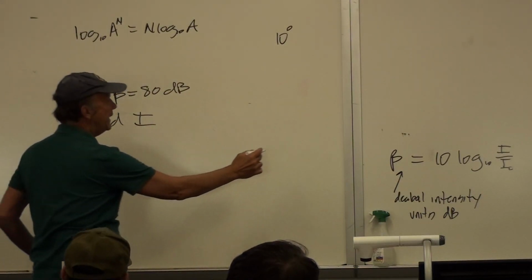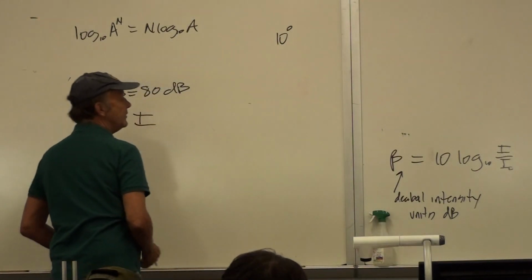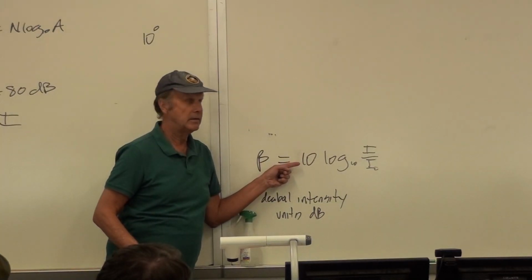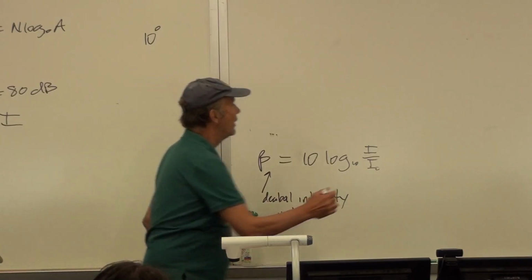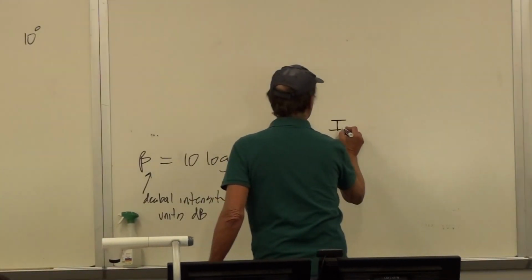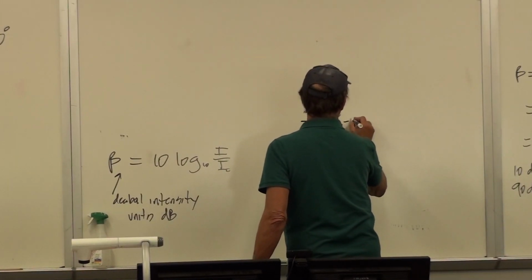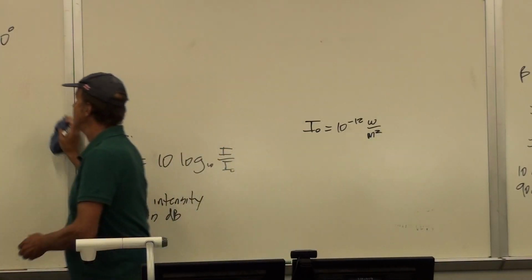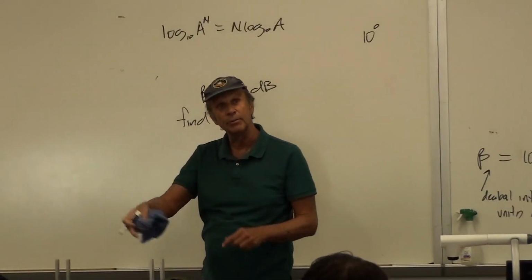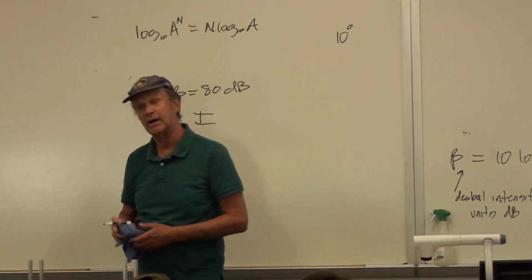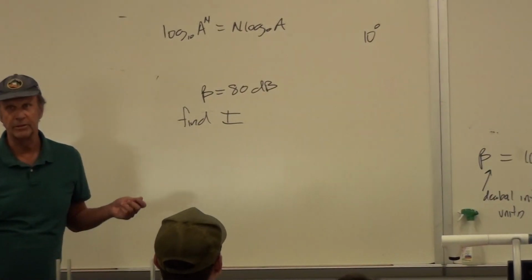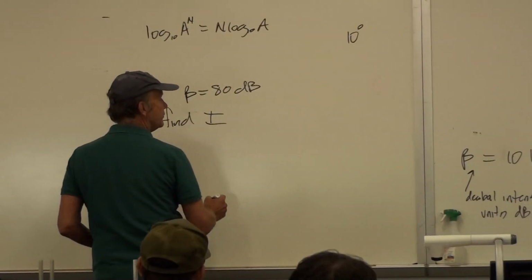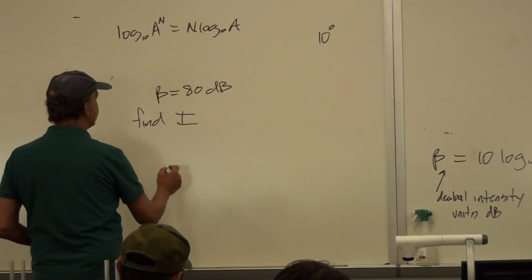If we know what the beta intensity is, then the only unknown in this equation is I, because we know I naught. I naught will always be given. You won't have to memorize that. I'll give that to you: 10 to the minus 12 watts per square meter, assuming that we're in a frequency range where the ear is responds well, which is around 1,000 to maybe 3,000, 4,000 hertz.